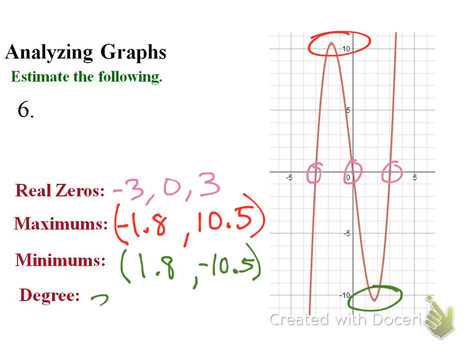I would say 3 as well. Good. A good indicator that it's 3 again is because we have 3 zeros. And if you saw like a weird squiggle off in the corner somewhere, I would maybe say it's a degree 5. We know though that for sure this has to be an odd number just based on end behavior. What questions do you guys have?